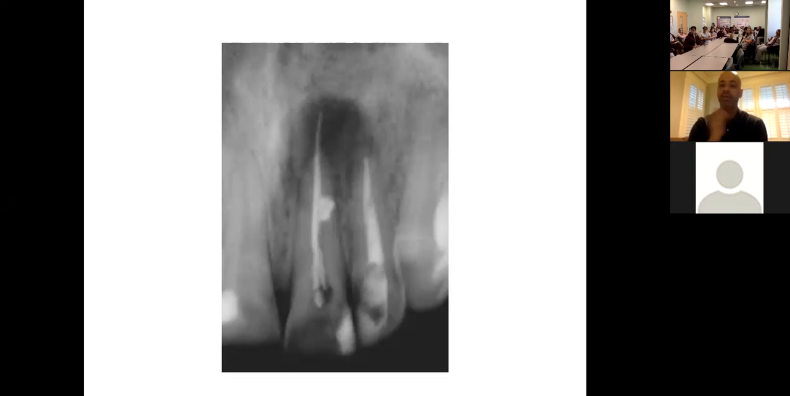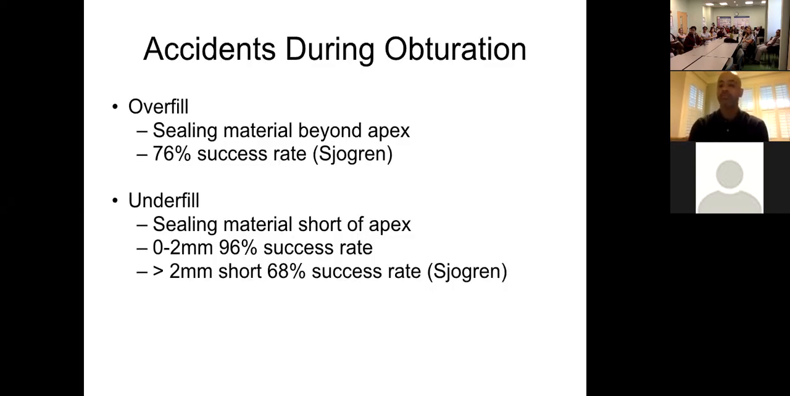All right, sometimes we go in there, we obturate that canal, and then we take that final x-ray, and we've got a little bit of overextension here, okay? So this is called an overfill. Basically, you've got your sealing material or the gutta percha beyond the apex. One study reports about a 76% success rate with an overfill, all right? There are different criteria in that study that give them that success rate. In the one I showed you, the lesion was already there, so that will cause the success rate to drop.